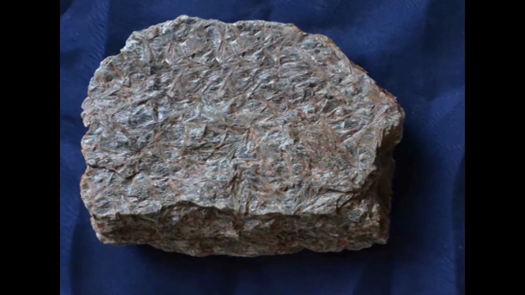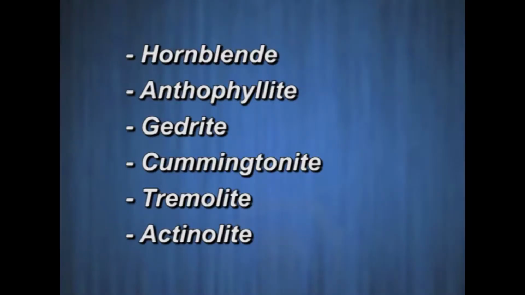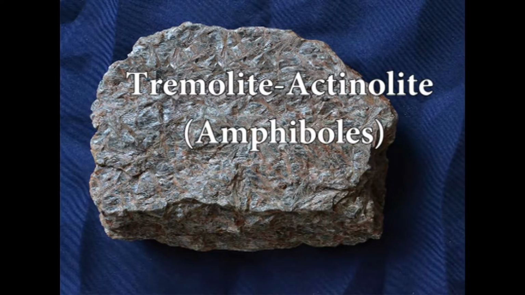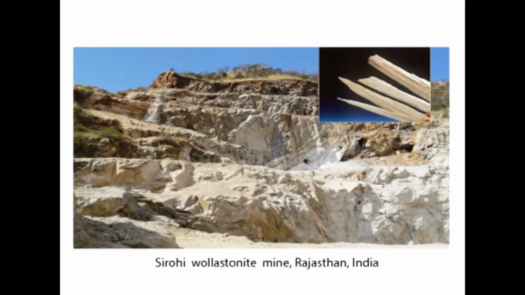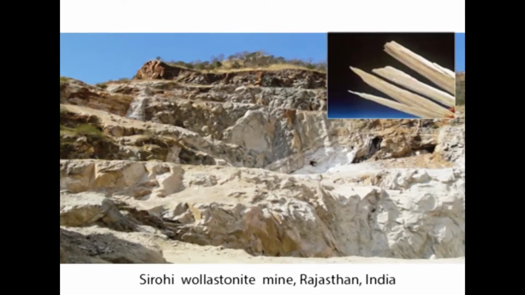A further characteristic feature of this facies is the absence of amphiboles, for example hornblende, anthophyllite, gedrite, cummingtonite, tremolite, actinolite, and the occurrence of orthopyroxene, that is hypersthene and enstatite. In impure calcareous rocks, wollastonite is characteristic. Collectively, these distinguish the pyroxene Hornfels facies from the Hornblende-Hornfels facies.